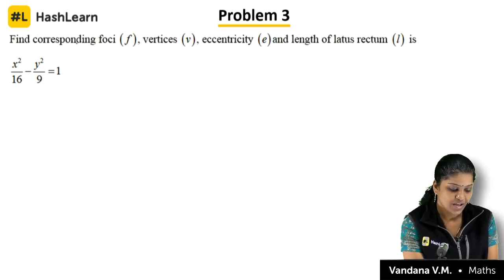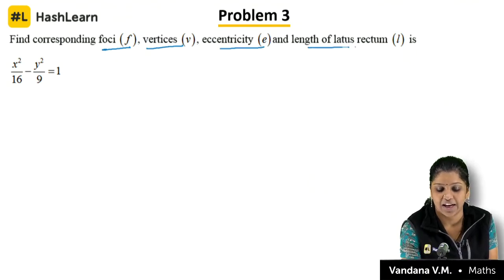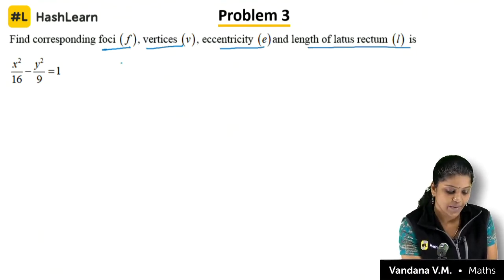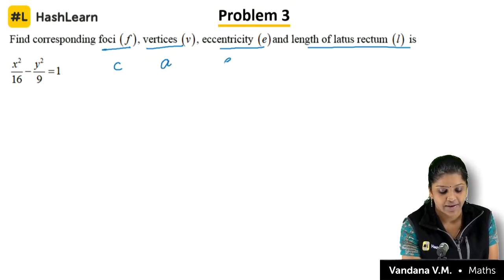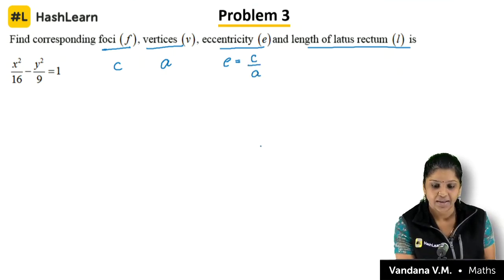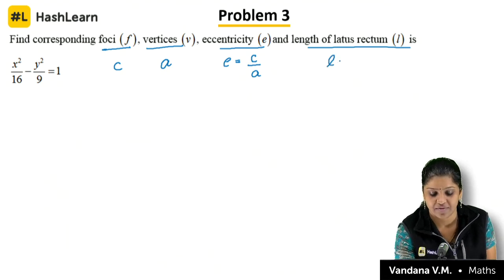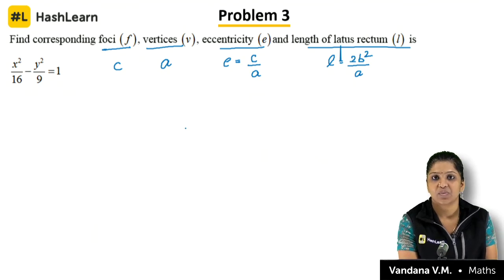Okay, fine. Find the corresponding foci, vertices, eccentricity, and length of the latus rectum. Foci means what value I have to find out? C value. Vertices, what is the vertex? A value. Eccentricity, e is nothing but c by a. And length of the latus rectum, that is L, is equal to 2b square by a. So, these values I have to find out using these equations.